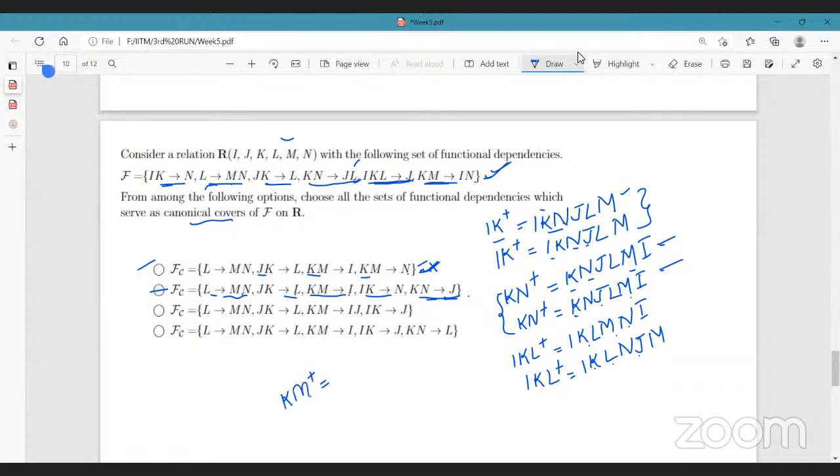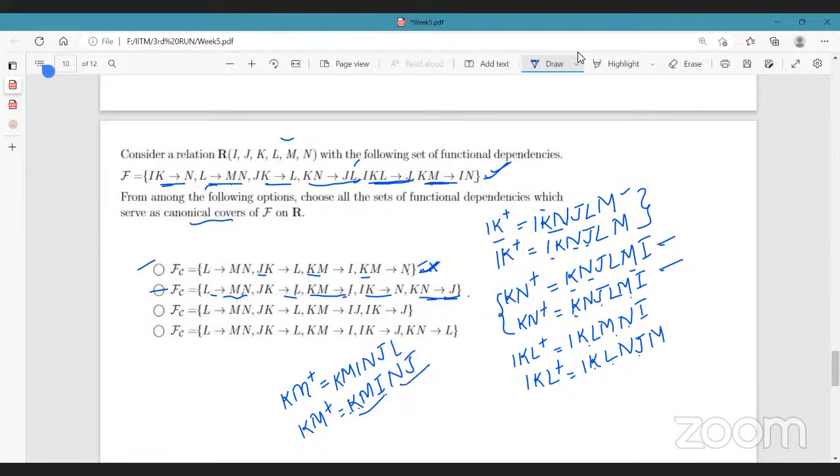So the closure of Km in the parent functional dependency set is Km, then Kn gives JL. So yeah, we're getting all the attributes. Let us check this in the relation. So Km will determine itself. Km determines I. Then Ik, we have, determines N. Then Kn, we have, determines J. So again, yes, it is.